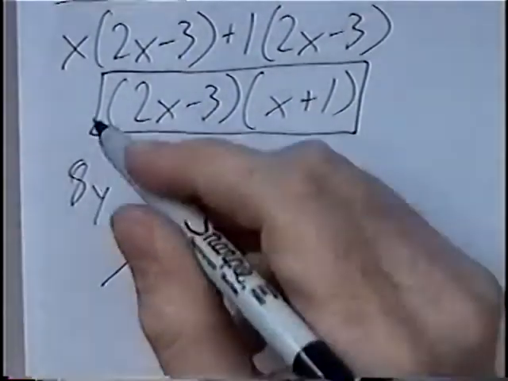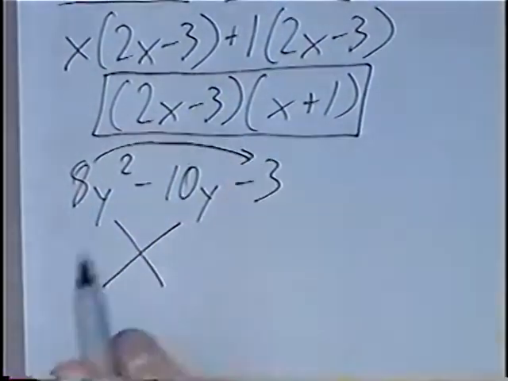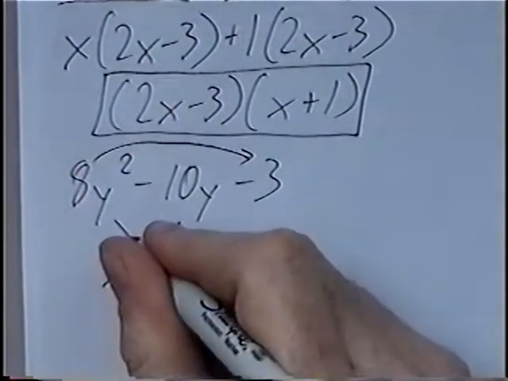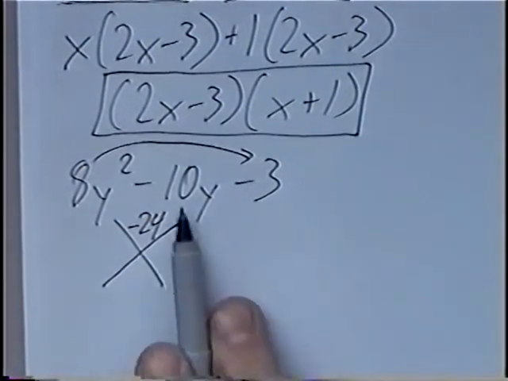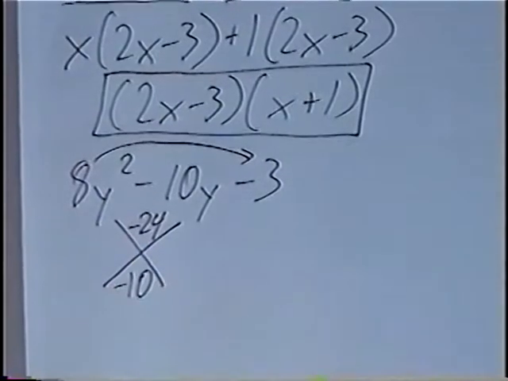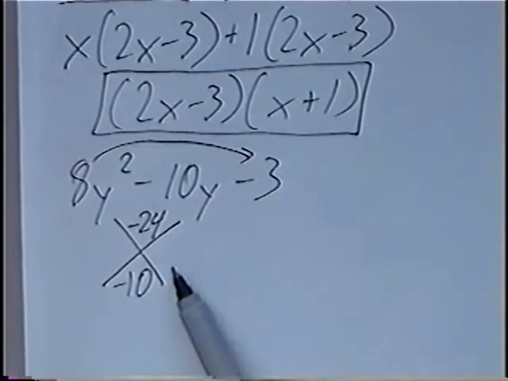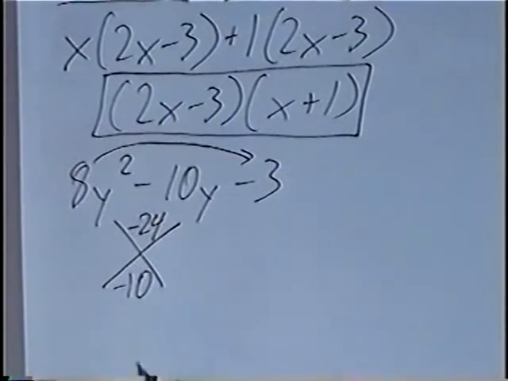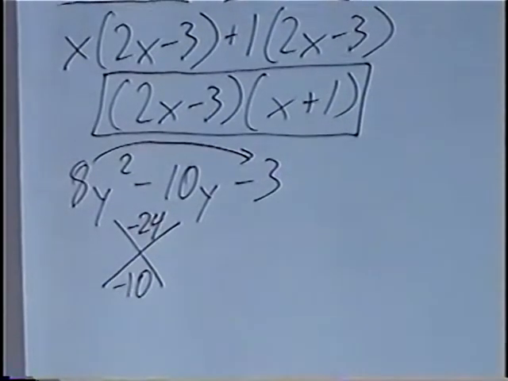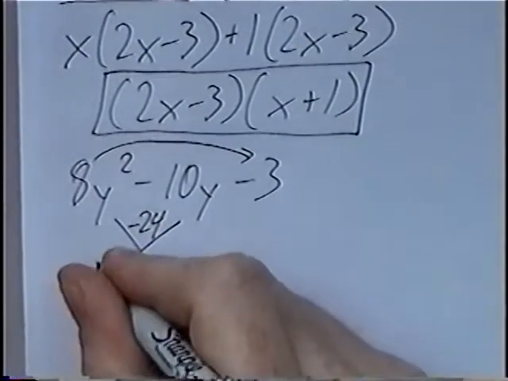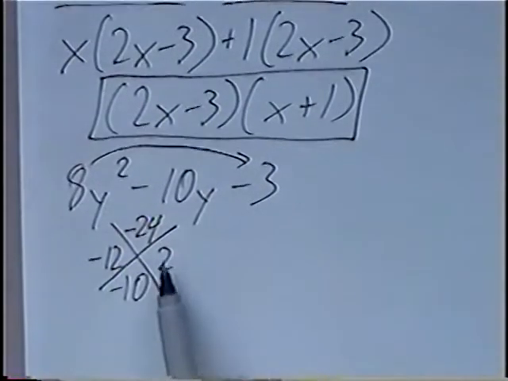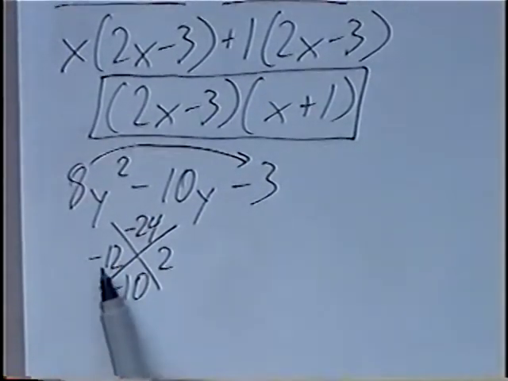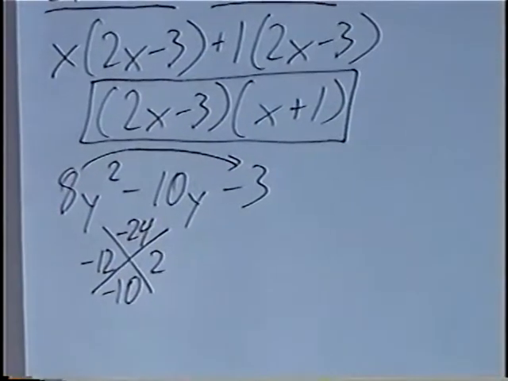When we have a number in front, we first have to multiply 8 times negative 3, and we'll have negative 24 that goes on top of the x. The middle number, negative 10. And again, we want two numbers that multiply to get negative 24, and those same numbers add to get negative 10. And those numbers will be negative 12 and positive 2. Negative 12 times 2 is negative 24, and negative 12 plus 2 is negative 10.